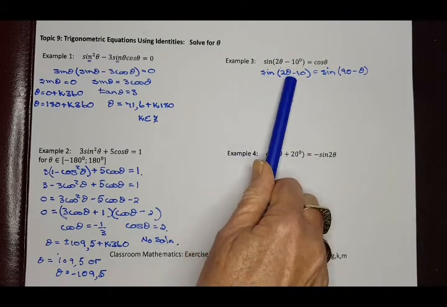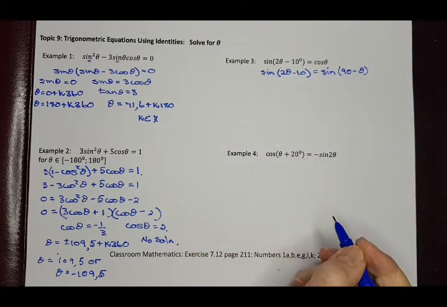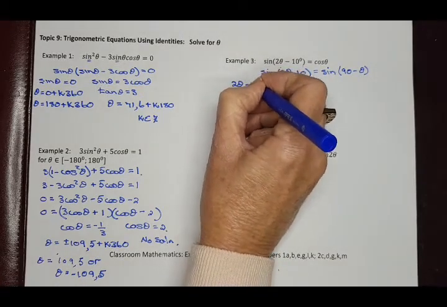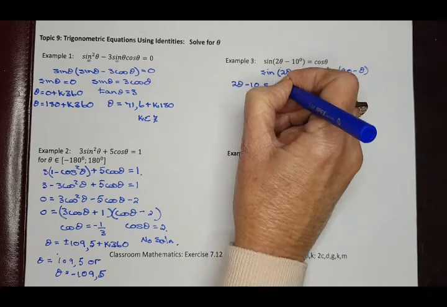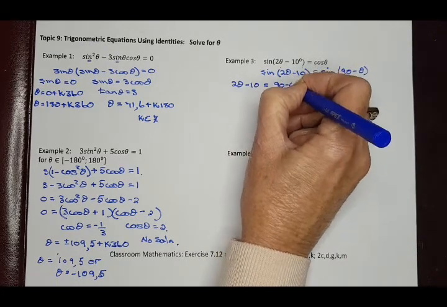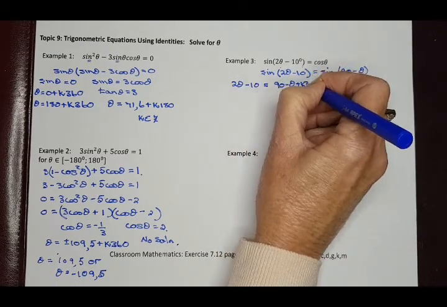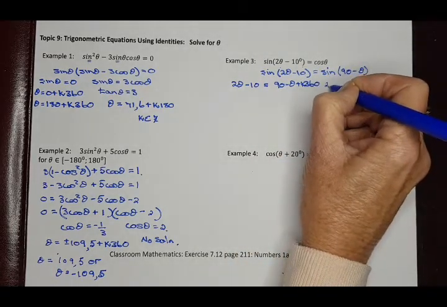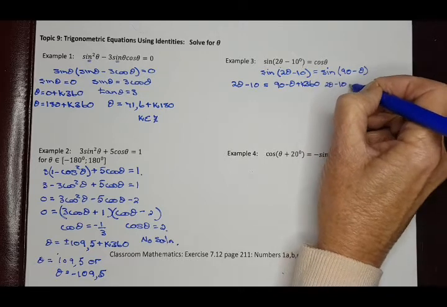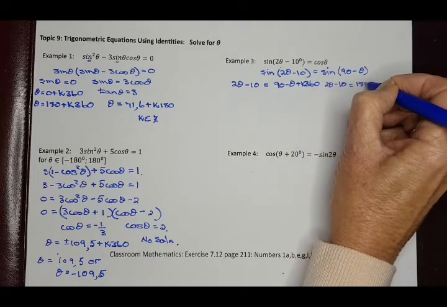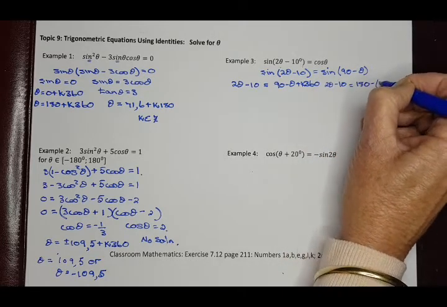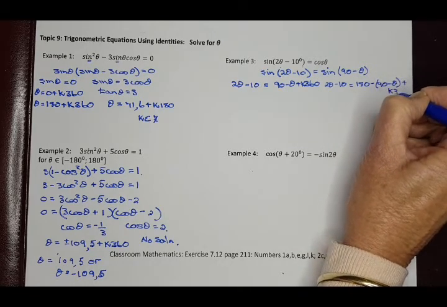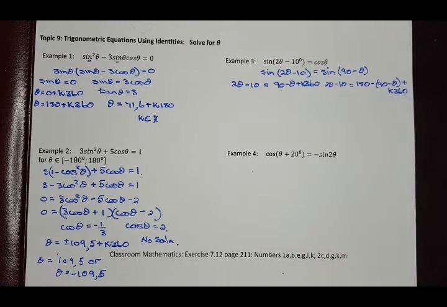And if sine of this equals sine of that, I can arc sine, and I get the answer that 2 theta minus 10 is going to equal 90 minus theta plus K360, or 2 theta minus 10 is going to equal 180 minus 90 minus theta plus K360.